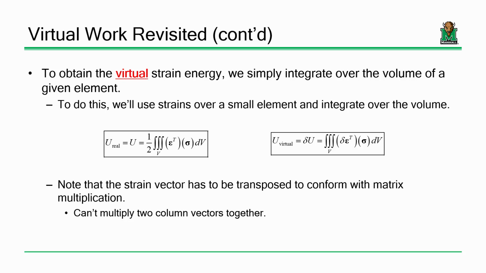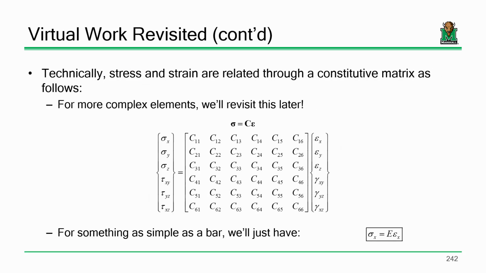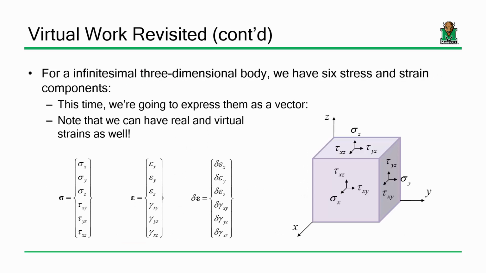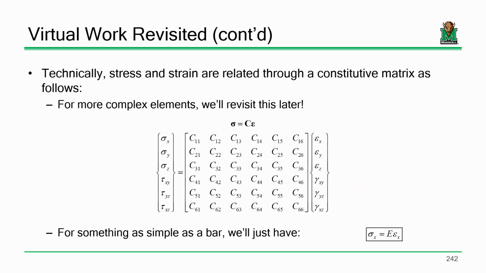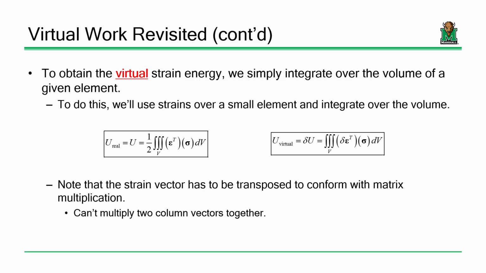Now, I swapped the matrix multiplication and put a transpose there. Does anybody remember why? Does anybody remember why I've got this transpose here? Because I can't take a 6x1 column and multiply it by a 6x1 column. Matrix math doesn't work like that. But if I transpose it, then a 1x6 times a 6x1 will give me a value I can integrate. Okay? Everybody all right with that?